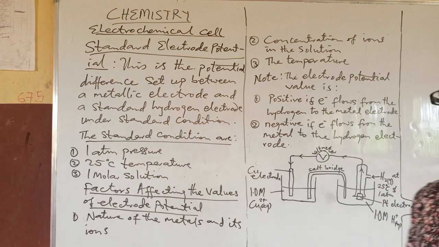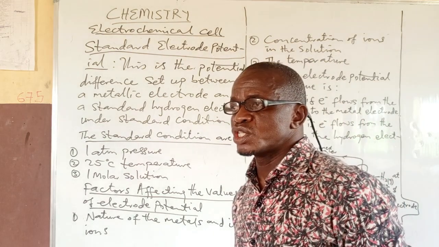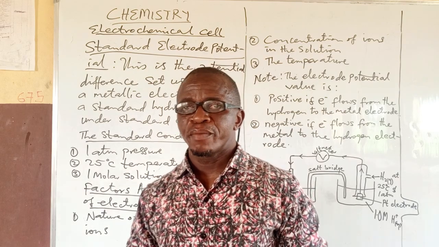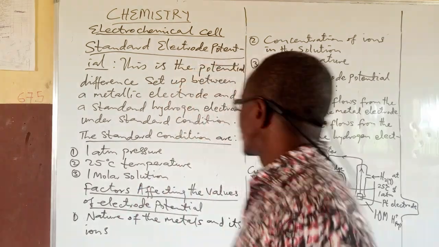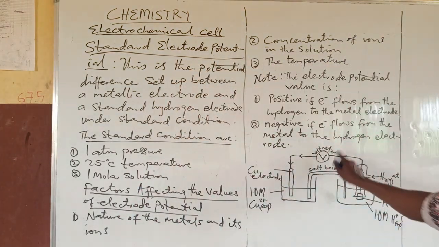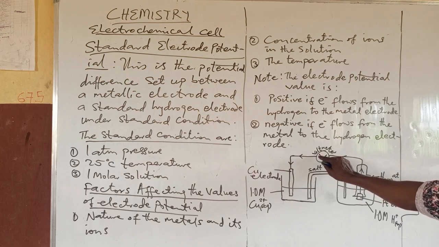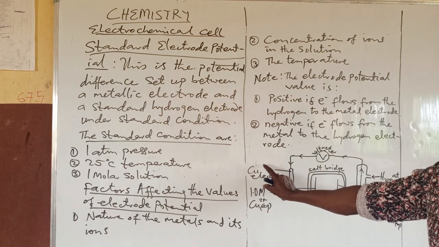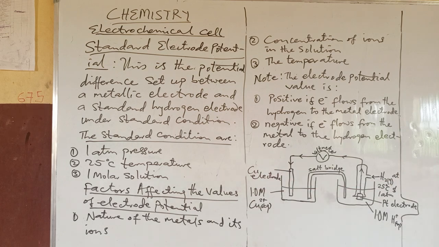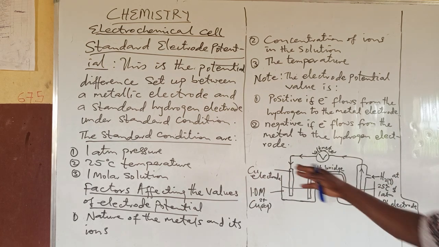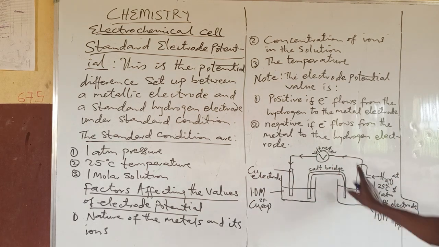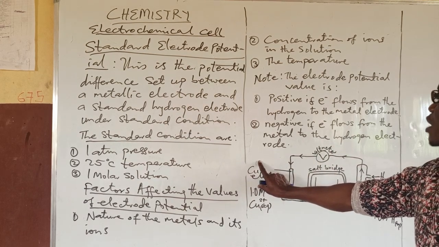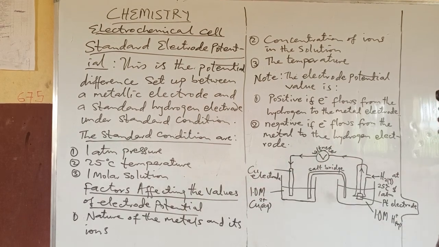The reason why hydrogen is used is that at all temperatures, its value remains 0. This is a voltmeter, and whatever value comes out here will be the value for the other metallic electrode you are measuring. So you use this setup to measure the potential difference of different elements.